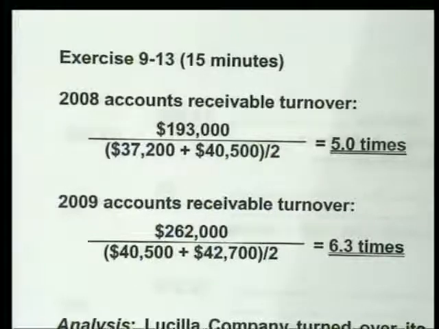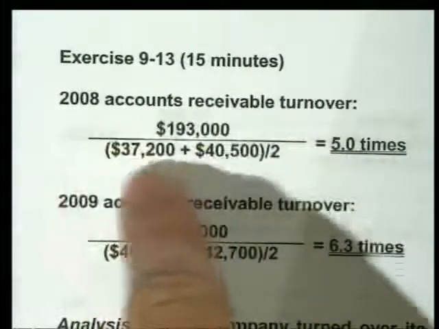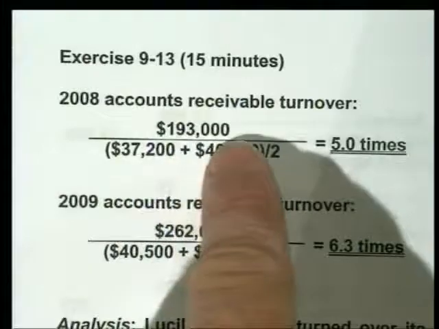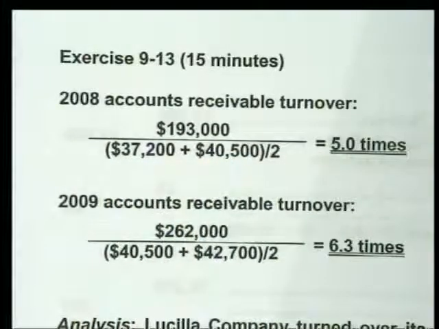And that's usually because they did something like 193,000 divided by 37,200 plus 4,500 divided by 2. And you have a problem with your order of operations there. Okay? So make sure that you are punching that into your calculator correctly, following the appropriate mathematical order of operations.